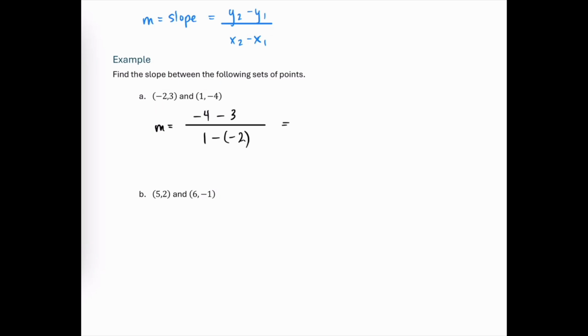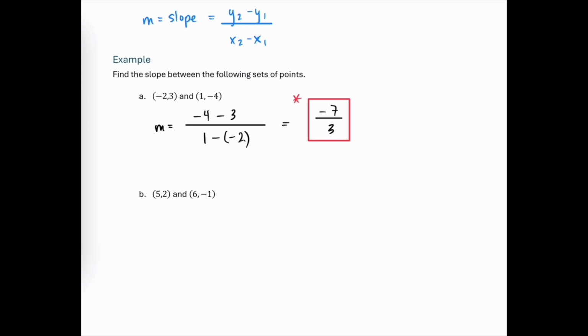Now we just simplify by subtracting the two quantities in the top. -4 minus 3 is -7. And this becomes 1 plus 2, which is 3 in the denominator. So the slope of the line that connects these 2 points is going to be -7/3.